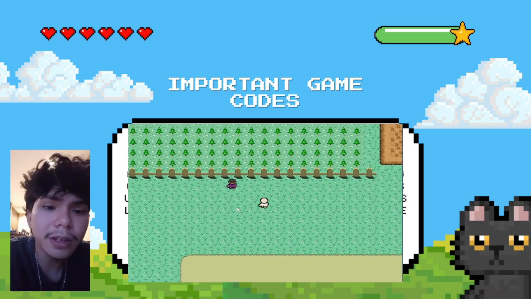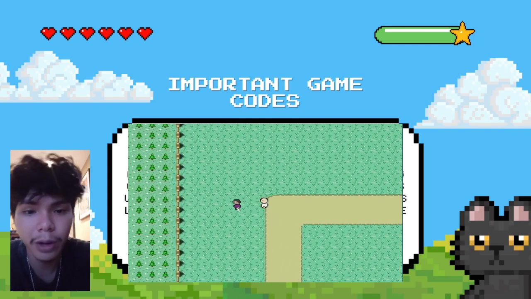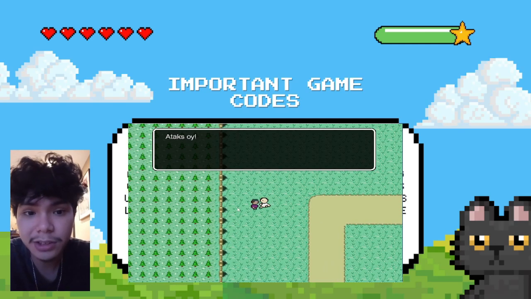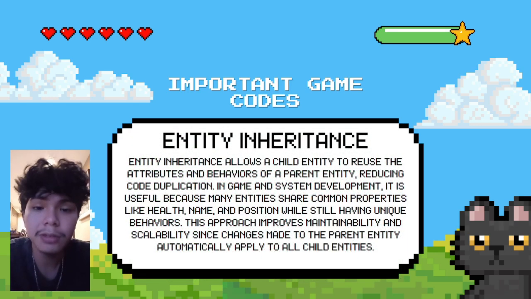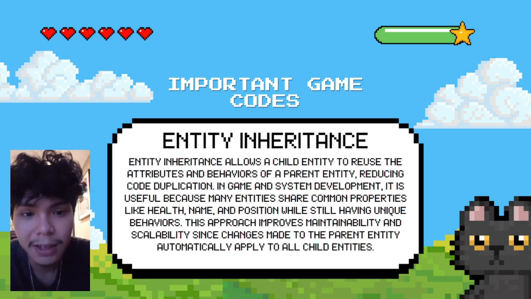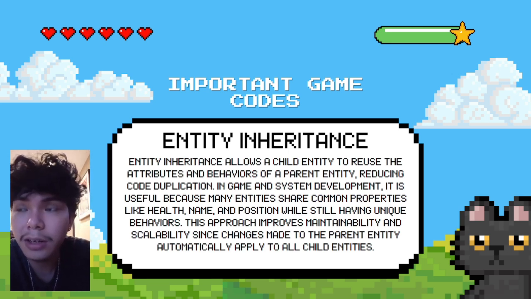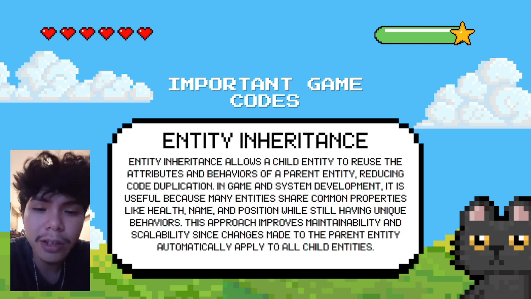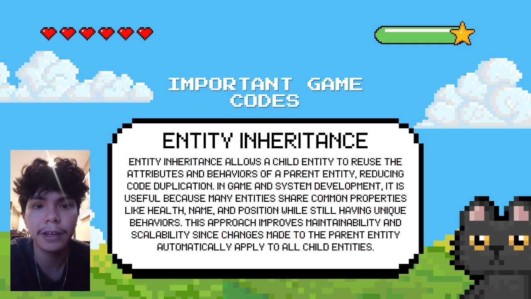It also improves the maintainability. When a change is made to the parent entity, such as modifying how health is handled, the change automatically applies to all child entities. This reduces errors and ensures consistency across the system. This is why structured code bases like our game rely on entity inheritance to keep our code clean, organized, and scalable. Thank you.